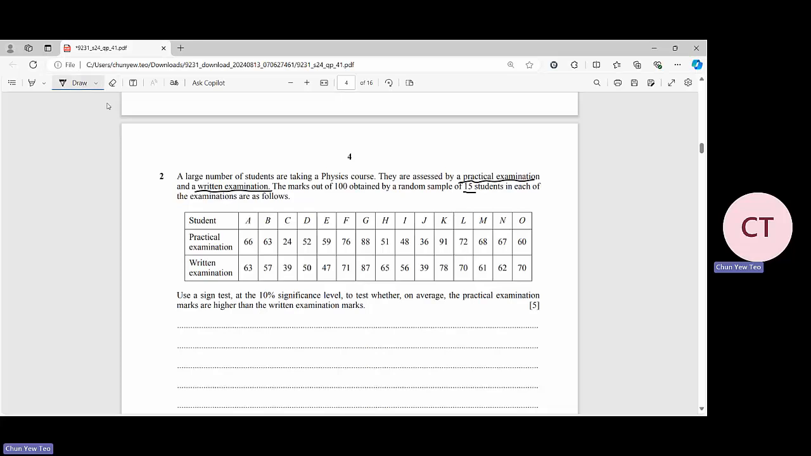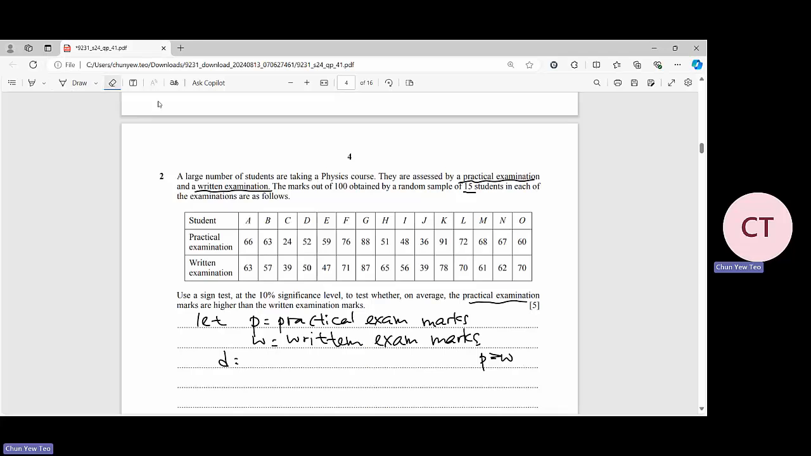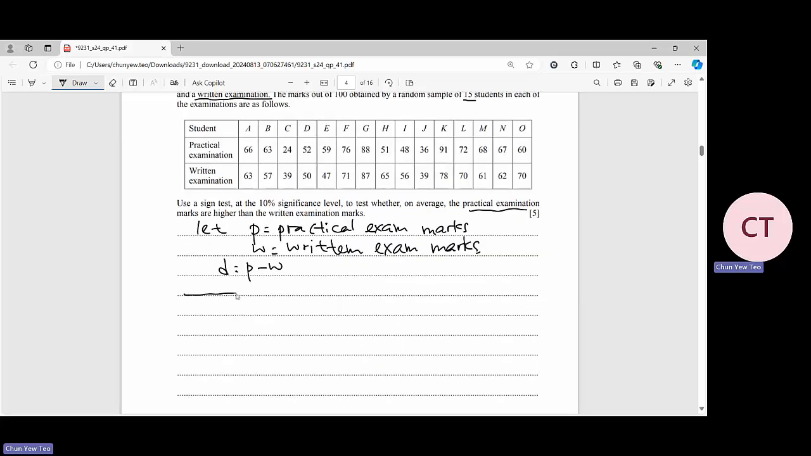Over here, we just need to let P equal the practical exam mark, and W the written exam mark. We are suspecting that the practical exam marks are higher than the written exam marks, so P greater than W, in other words, means that P minus W will be positive. Since we are doing a sign test, we let D equal P minus W. So we will build another small table over here, with the student and D equal to P minus W.